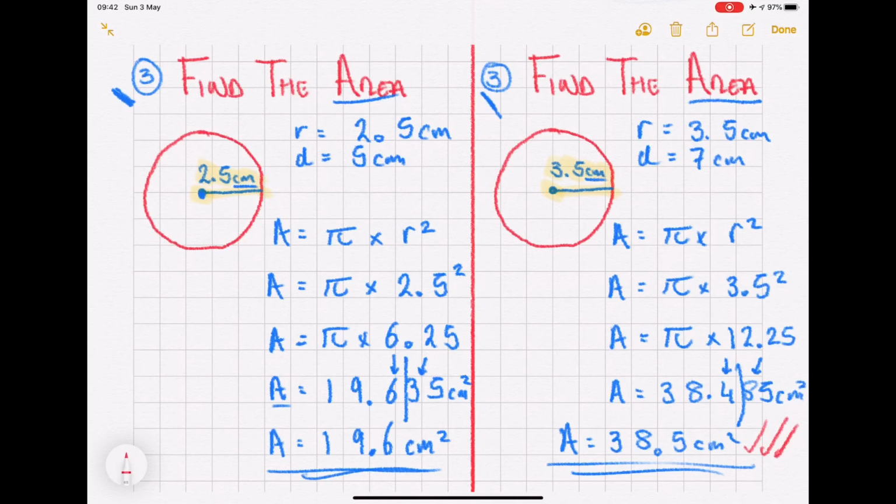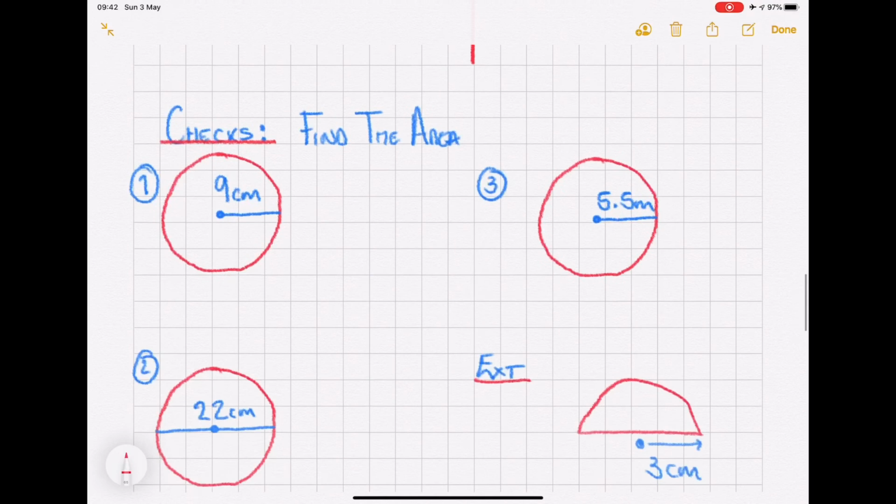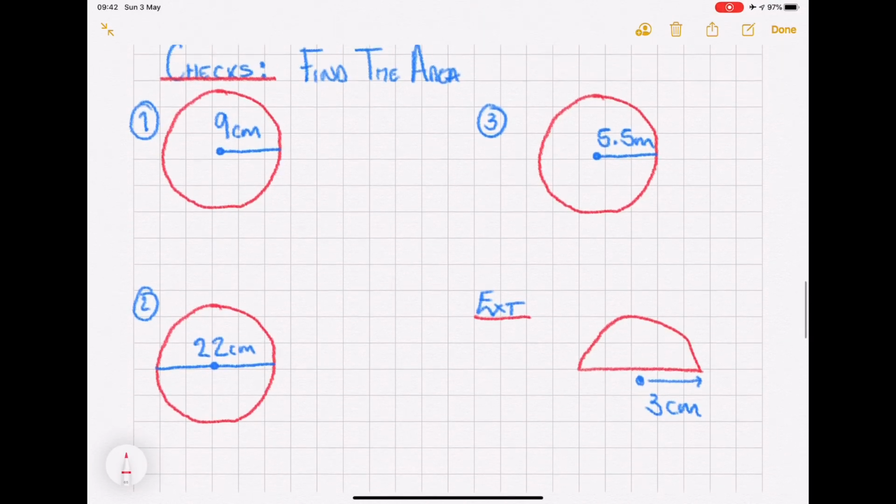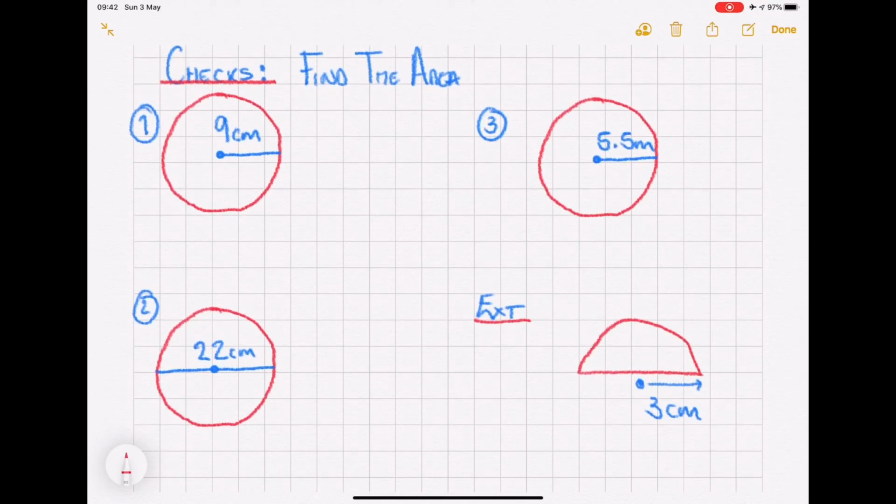Okay, so what I've got down here is 4 checks for you to do and 1 extension. So we're finding the area of all of these. Make sure you've got your units right and make sure you're squaring right. That's the key thing. And make sure you're figuring whether you've been given the radius or the diameter, because that's going to affect your answer.